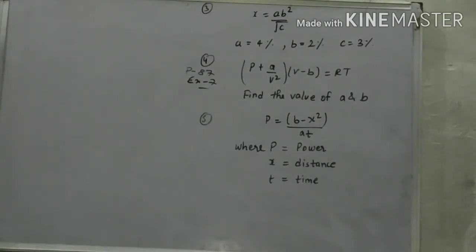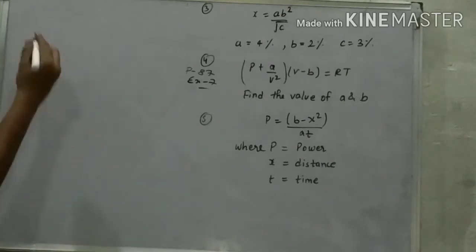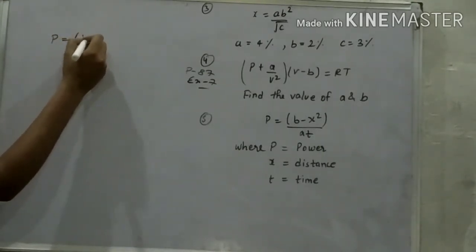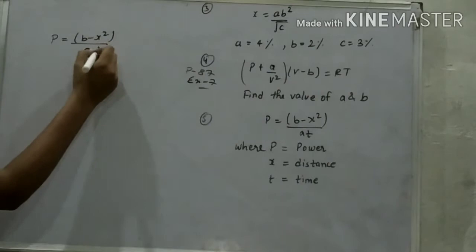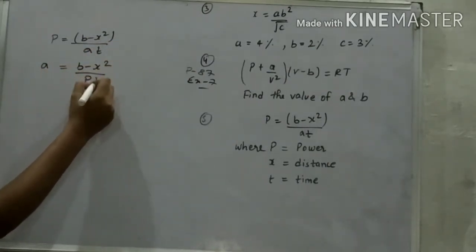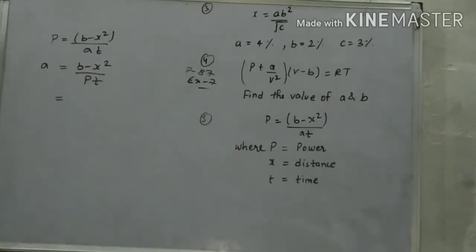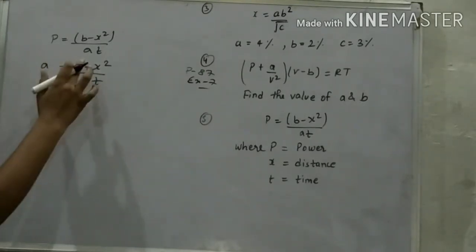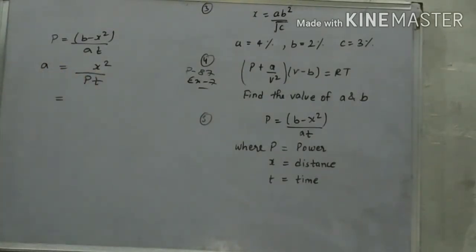Okay. Now look at question number 5. In this we have to calculate the value of the constant A using dimensions, where P is the power, X is the distance, and T is the time. So we need the value of A in this. The equation is P is equal to B minus X square upon AT. The value of A we need, so A is equal to B minus X square upon PT. B is also a constant, so we will not have any dimension in this. The minus sign we will not include when using dimensions.